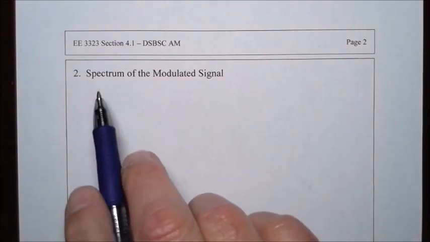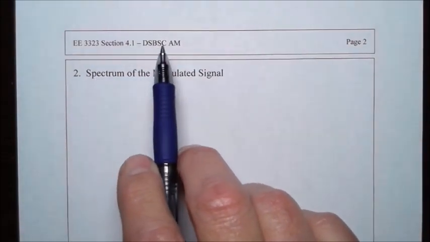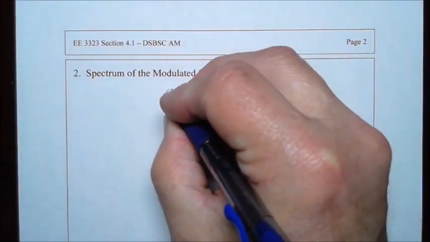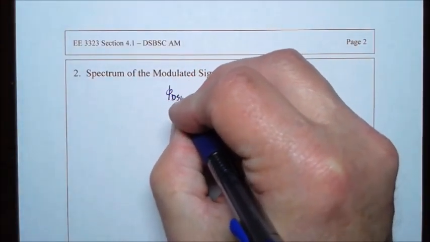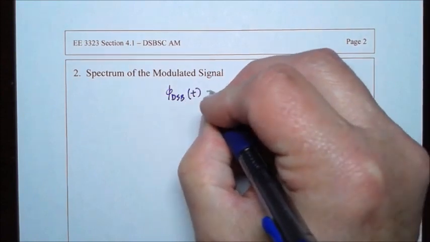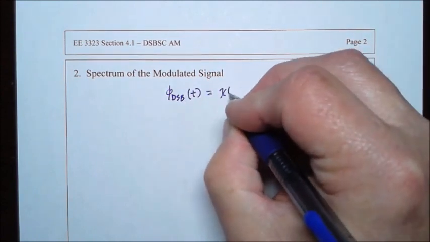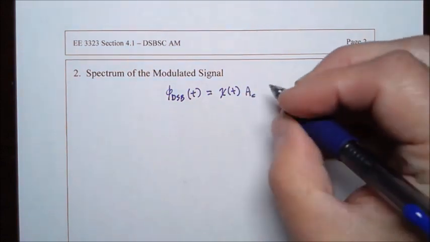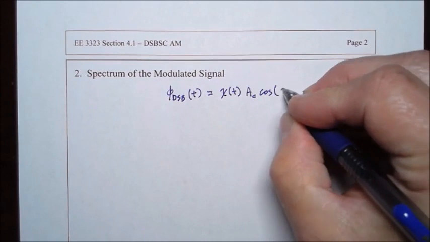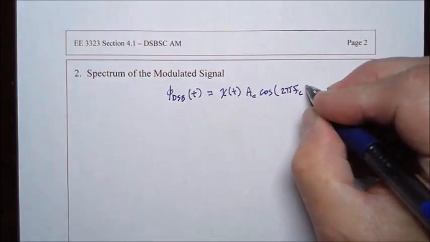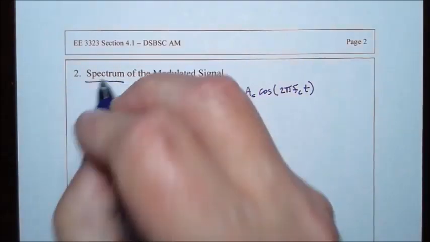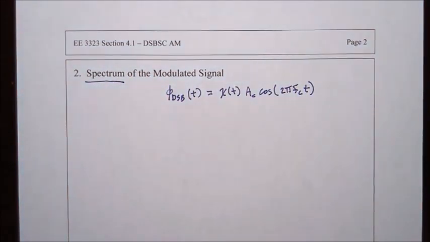Now let's look at the spectrum of the double sideband suppressed carrier AM signal. We start with the time signal. Phi double sideband, as a function of time, is equal to the message signal x of t times the amplitude of the carrier AC times cosine of 2 pi fct. We find the spectrum by taking the Fourier transform of this function.